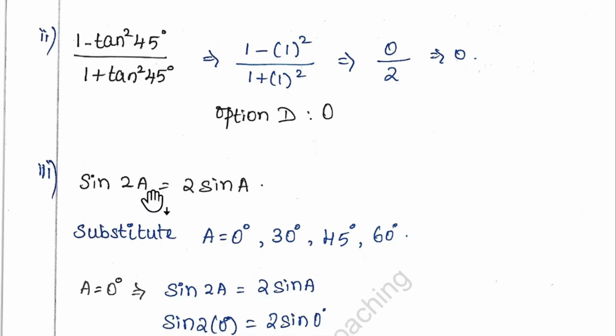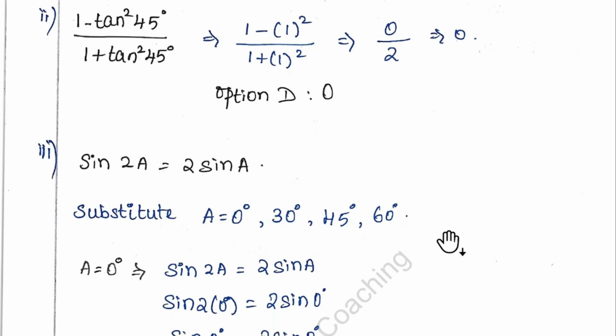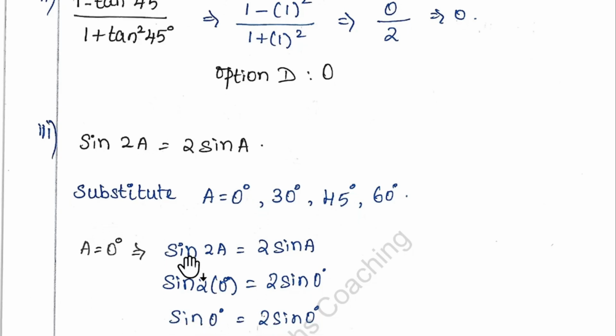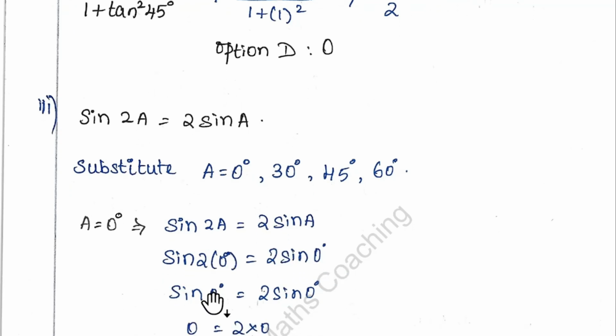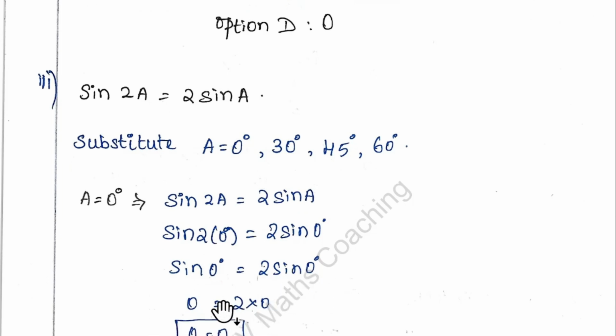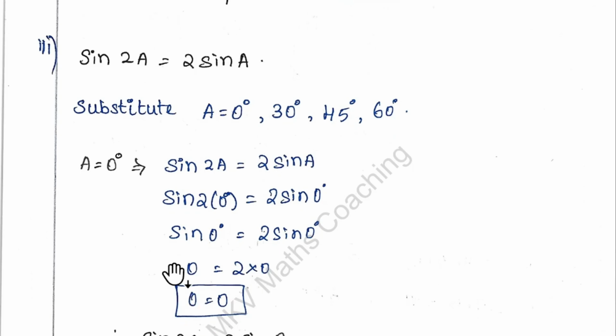Third question, sin 2a is equal to 2 sin a. You have options given, and you have to check every option to see whether both sides are equal, that is, LHS equal to RHS. First take a equal to 0 degree. For LHS, sin 2 into 0 degree. For RHS, 2 sin 0. Sin 0 value is 0, so 2 into 0 is 0. So 0 equal to 0.